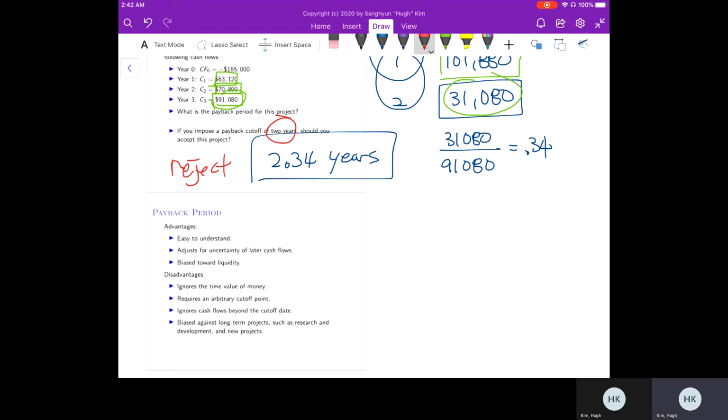Also, the payback period rule requires an arbitrary cutoff point to make a decision. So what if the project generates lots of cash flows just after the cutoff date? The payback period rule will completely ignore that. Because of this, the payback period rule is biased against long-term projects, such as R&D.